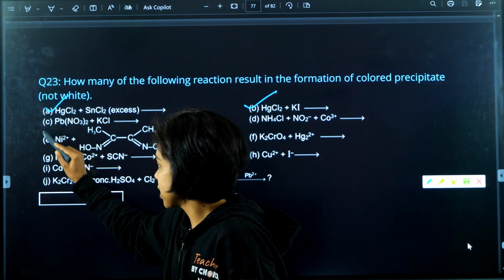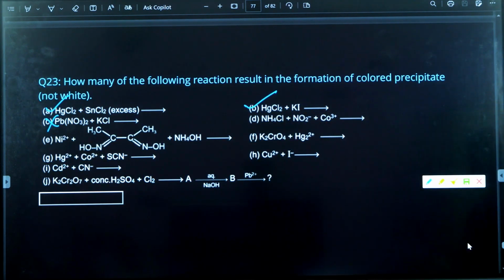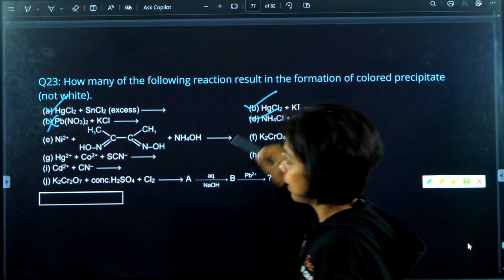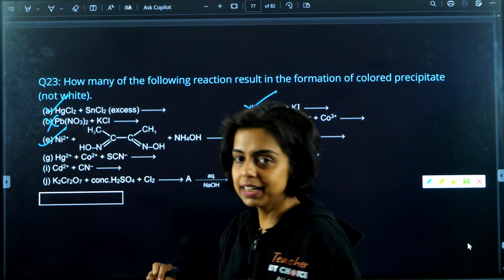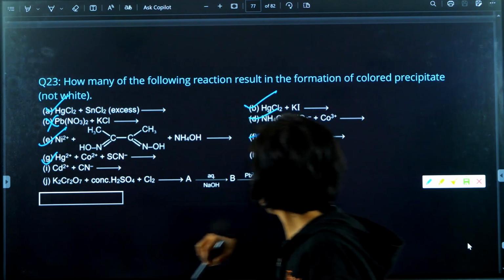No, a displacement reaction happens, no colored precipitate is formed. NH4Cl with cobalt. Yes guys, nitrate ion with cobalt will form a yellow colored complex. So this will also form a complex. Diazonium, nickel DMG, a red color complex will be formed. This also forms a complex. This also forms a complex.